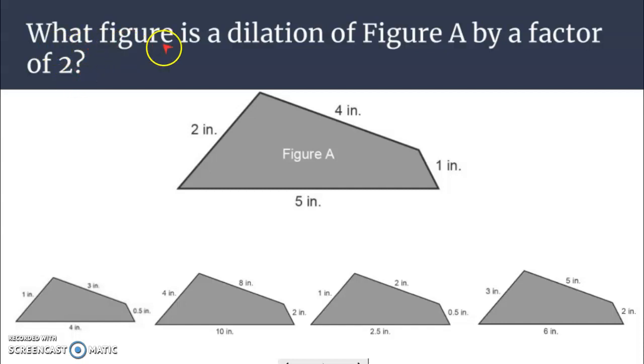So this question here, what figure is a dilation of figure A by a factor of 2? Basically we have this quadrilateral here in figure A, sides 2, 4, 1, and 5. If it's a factor of 2, that means all of those measurements get doubled. So we're looking for measurements that are twice the ones in the figure here. And it looks like this figure right here matches it. Notice all the measurements are increased by a factor of 2.